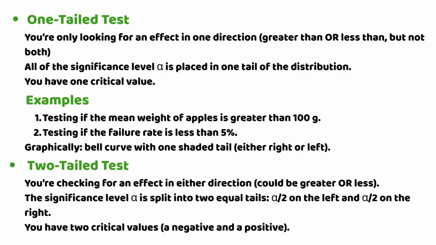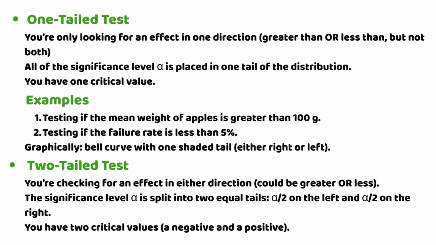Alpha sits in one tail of the curve. So there is just one critical value. If we are testing if the average weight of apples is more than 100 grams or if failure rate is less than 5%. Imagine a bell curve where only one end is shaded, that is the rejection area.